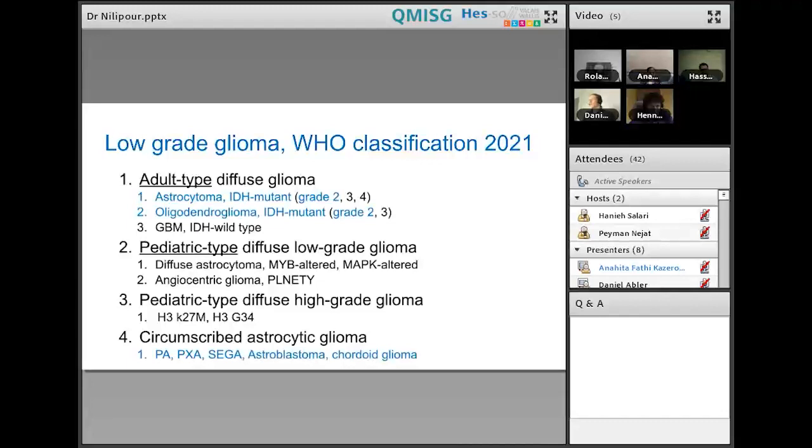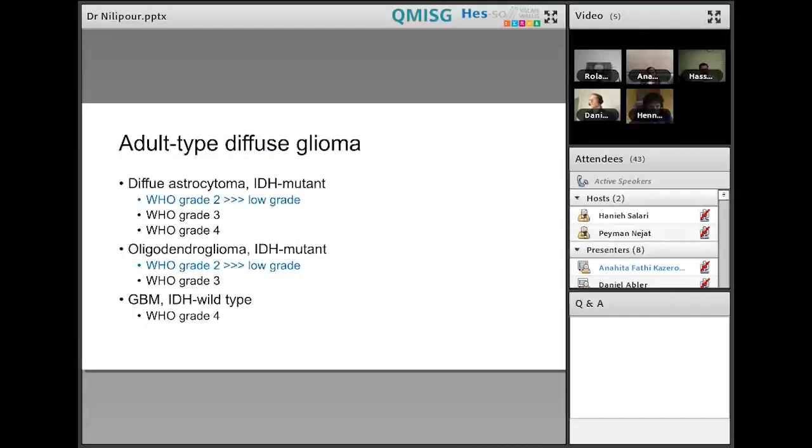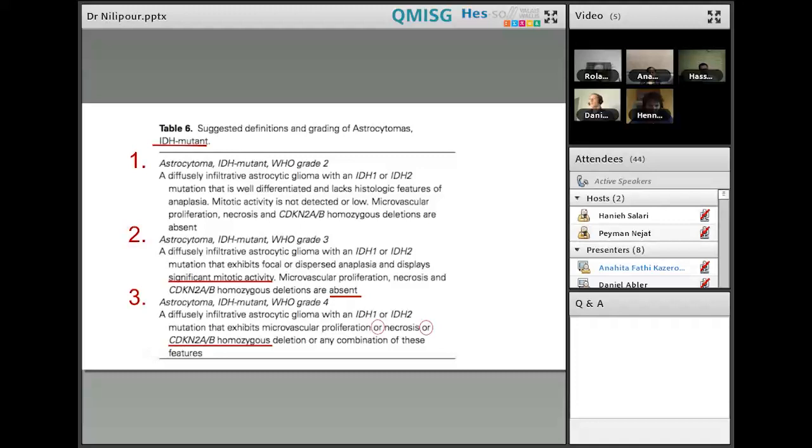The other type of low-grade glioma is circumscribed astrocytic gliomas. These are different types, as the next presenter nicely said. These are pilocytic astrocytoma, PXA, and subependymal giant cell astrocytoma, and they are quite a large heterogeneous group. In adult type diffuse glioma, next slide, please. In adult type diffuse glioma, we have 2 types of infiltrative tumors that we have to focus on, diffuse astrocytoma and oligodendroglioma.